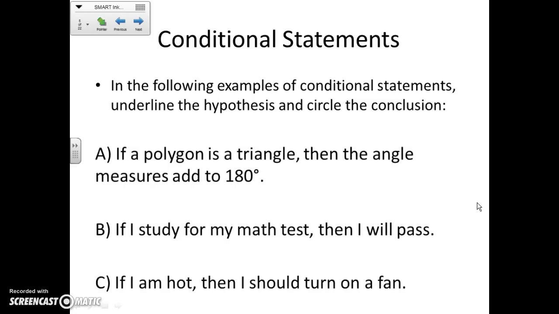So we have three examples. I'm going to do example B, and you get to do A and C. My hypothesis is I study for my math test. My conclusion is I will pass. Notice I did not include the words if or then when I was identifying the hypothesis and the conclusion.